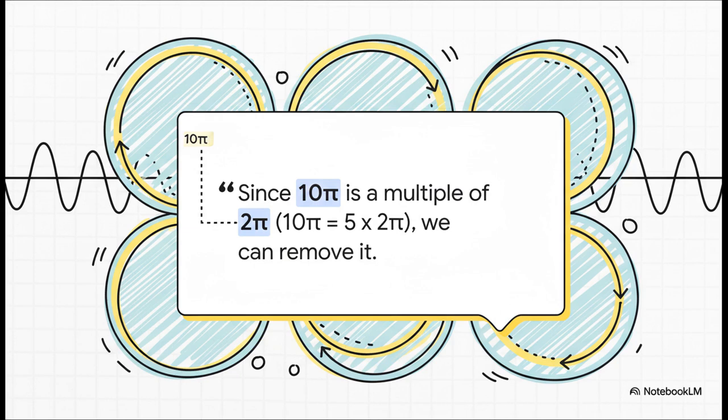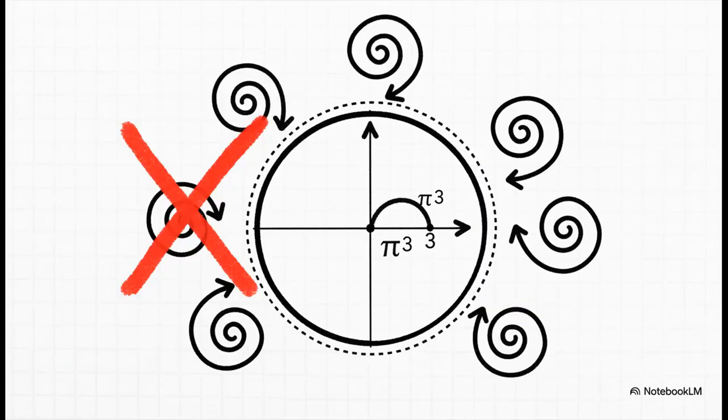Now for step 2. That 10 pi is the key here. What is 10 pi, really? It's just 5 full laps around the unit circle, 5 complete rotations that end up right back where they started. So because of periodicity, its effect on the final sine value is nothing. We can literally just get rid of it. This means our original, super complicated problem has totally changed. All those extra spins around the circle don't matter at all.